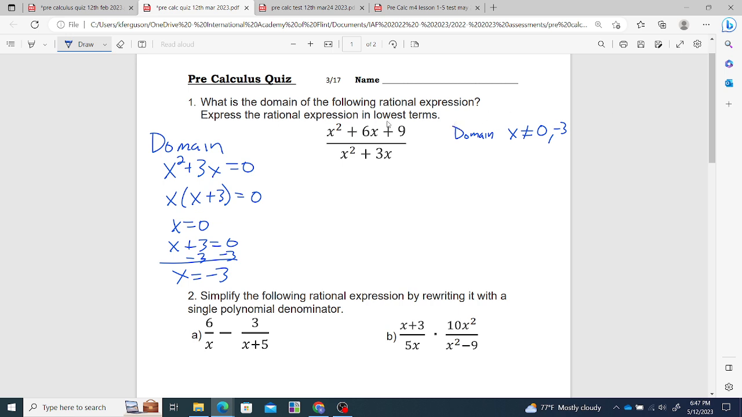Now I want to reduce to lowest terms. Again, so now I factor. The denominator we already factored is x times x plus 3. But the top, well, that is a quadratic, and a quadratic I get by multiplying two binomials. So I look, x to the second power, that's x times x, right? And 9.